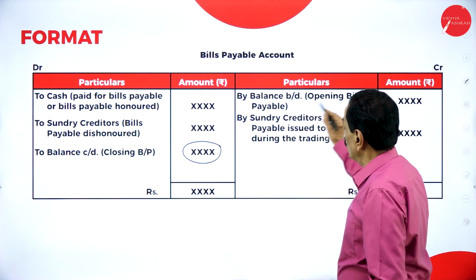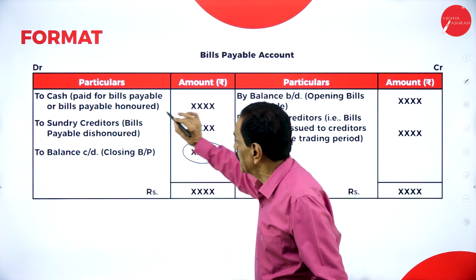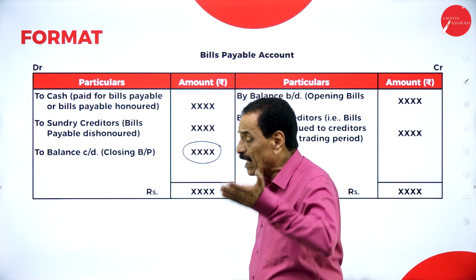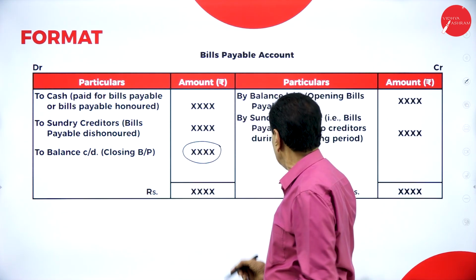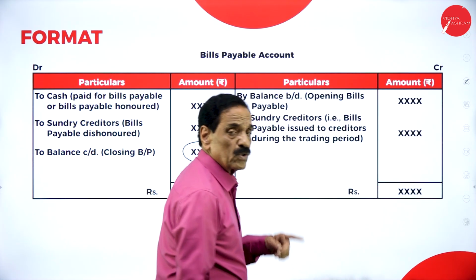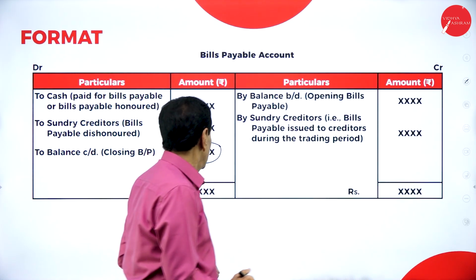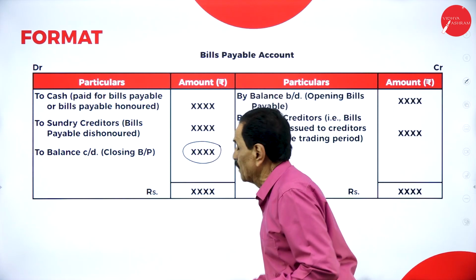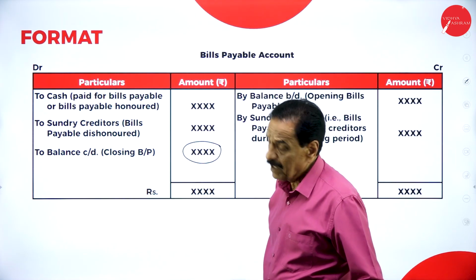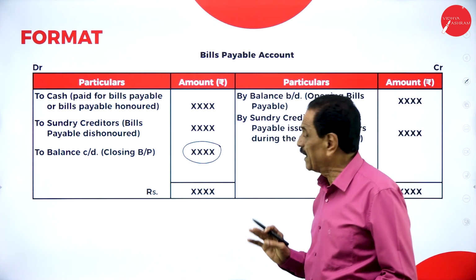By balance brought down, opening BP. To cash, bill cash paid. To creditor, bill payable dishonored. Your creditor account will be raised. By sundry creditor, bill payable issued to creditor, so that your creditor account will be reduced. Once again, when it becomes dishonored, your BP account will be raised. This is the closing BP. This format, slowly you learn.